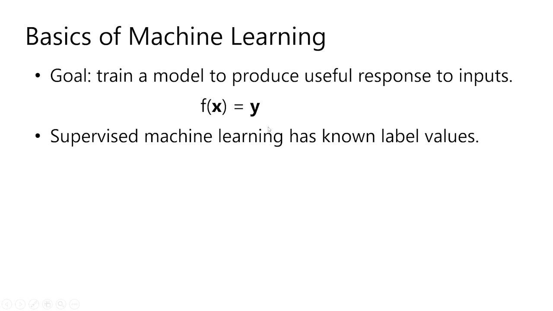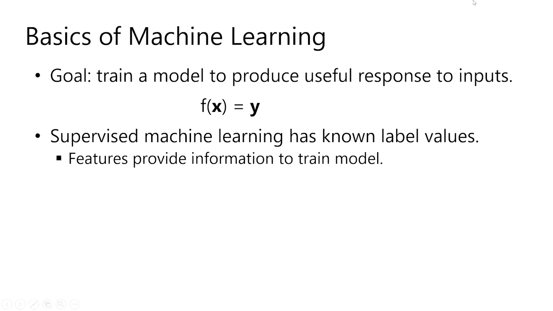If we know what those y values are when we're training the model, we call those the labels. And if we have known labels, where someone has gone through and marked the cases so we know what the right answer is, we call that supervised machine learning, because the learning is supervised by knowing the labels. And in supervised machine learning, the features, which I've shown as x in my formula there, provide information to train the model. So those are one or more columns in, say, a data table that have that information. And the labels are those correct answers, as I've already said.